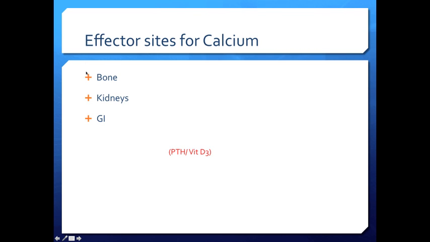Calcium is stored mostly in bone tissue, but we do know that only a small fraction of calcium found in bone is actually active under hormonal regulation. Calcium is also excreted through urine via the kidneys. We also know that the kidneys are subjected to hormonal regulation too. Finally, through dietary intake, we get our calcium, and it's being reabsorbed in the gastrointestinal tract.